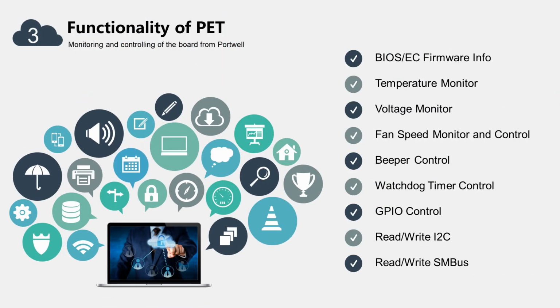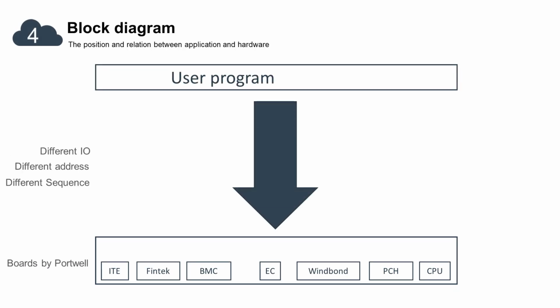PET has various functions, such as obtaining the current versions of BIOS and EC. It can read various temperatures, voltages, and fan speeds. It can also read or set various I/O interfaces such as GPIO or I2C. Let me demonstrate how PET operates.